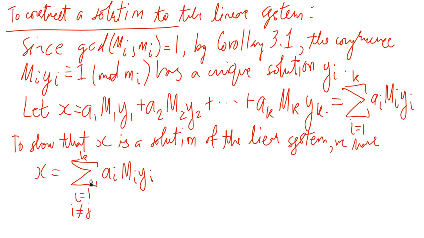So therefore, since it's equal to k, and we know that j is between 1 and k, we need to add here a sub j, big M sub j, and y sub j. Let me write that again, y sub j. What we want to do is to convert this into a congruence statement with respect to mod M sub j.